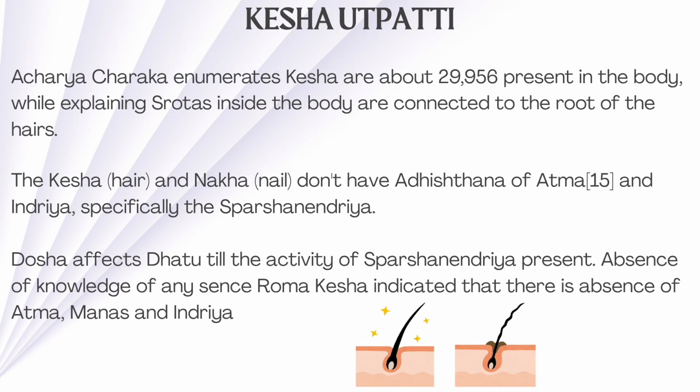his body. Acharya Charaka enumerates Kesha as about 29,956 present in the body, while explaining that the Shrotas inside the body are connected to the root of the hairs. The Kesha and Naka don't have Adhisthana of Atma and Indriya, especially the Sparshanendriya. Dosha affects the Dhatu as long as the activity of Sparshanendriya is present. Absence of knowledge of any sense in Roma and Kesha indicates that there is an absence of Atma, Manas and Indriya.